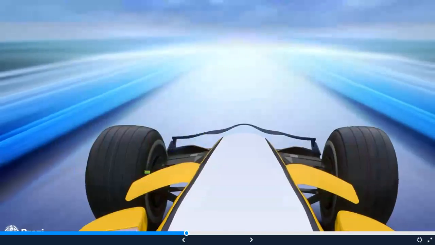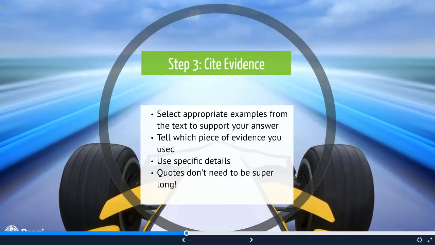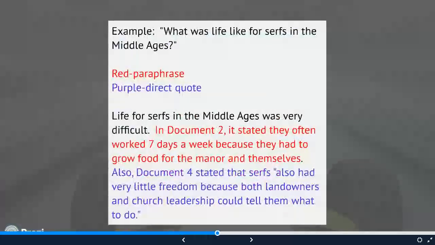Step three is called cite evidence. It's where you pull examples from the text that are going to support the answer that you just gave to the question. Make sure that you tell which piece of evidence you use, be as detailed as possible, and make sure that you don't quote extremely long chunks of text. A quote should not be more than maybe two sentences long, maybe three. Three is getting a little long. Okay, so here's an example.